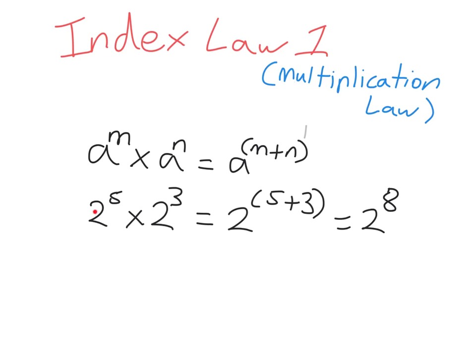So for example, if we had two numbers that both have a base of 2, and one has a power of 5 and one has a power of 3, the way that you can simplify it, rather than expanding out all the 2 times 2 times 2, is you can say it's the same as 2 to the power of your two powers added together, 5 plus 3, which is the same as 2 to the power of 8.